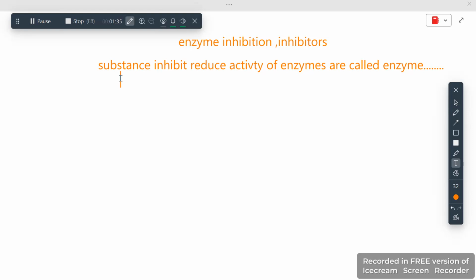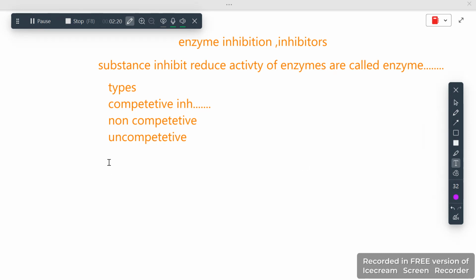So we have three types. What are the types? First one is competitive inhibitors, I'm just writing like this. Second one is non-competitive, and third one is uncompetitive. This uncompetitive is really not very important, but we need to discuss it to know the concept, like what the difference is. So in today's video we are going to discuss the competitive inhibitors.